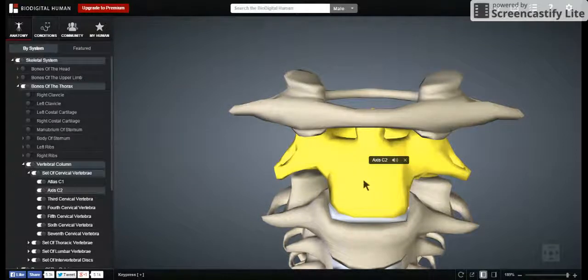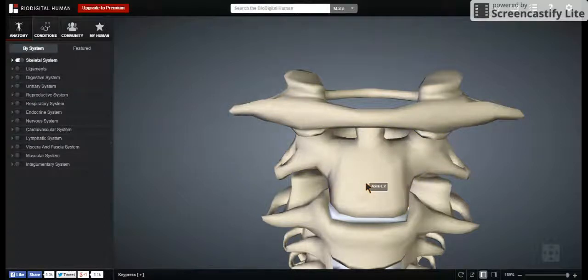The axis is larger, it's stouter, and it also has a thing called the dens, this projection that is being blocked partially by the atlas. This projection allows for the head to rotate on its axis, and hence the name. The axis, as I said a minute ago, has a larger body than the atlas, but it has an identical transverse foramen on either side.